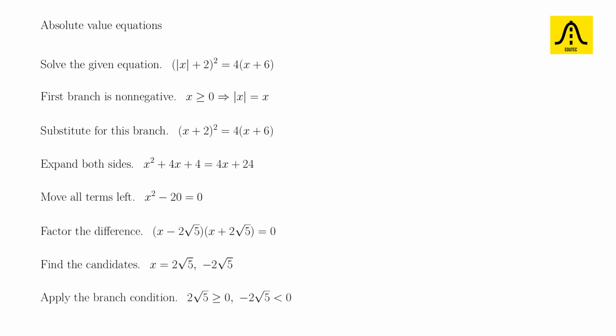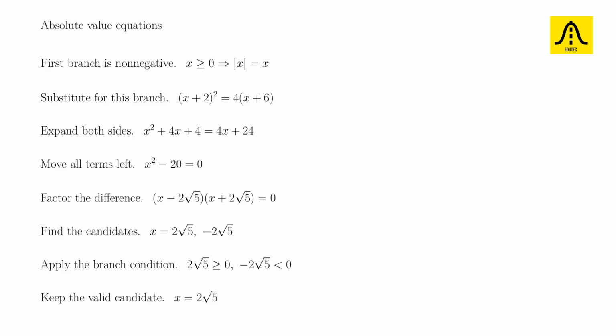Only the candidate that satisfies x greater than or equal to 0 can stay. A common mistake is keeping both roots here. So, the non-negative branch gives x equals 2 square root 5.